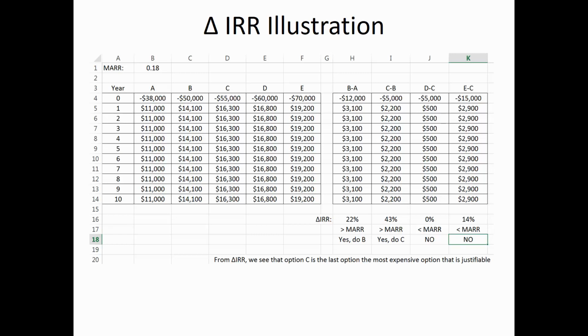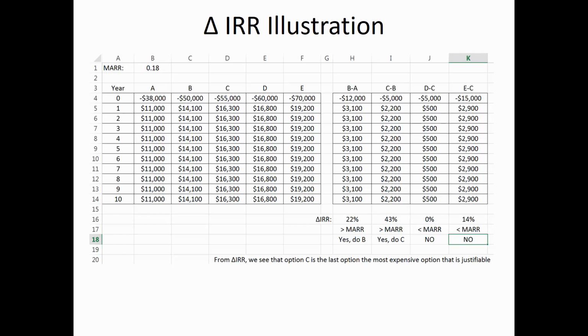So our last comparison, you'll know it's not E versus D, because we rejected D already. So you're always comparing the most expensive option, the next one in the list, to whatever was previously the champion of all your alternatives. And so this last comparison is not E versus D because D was rejected. Instead, the last one is E versus C.